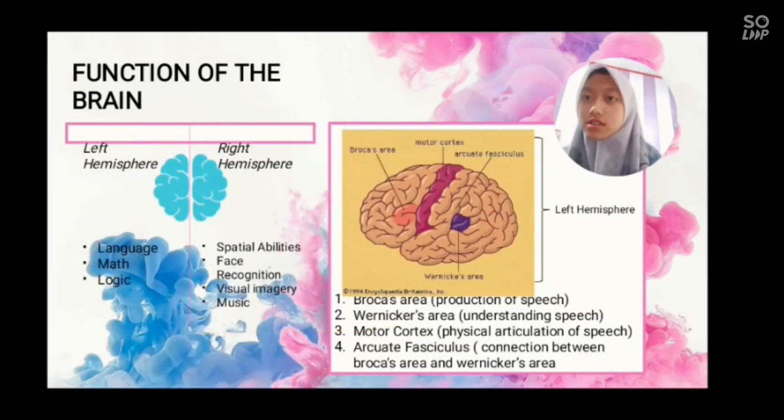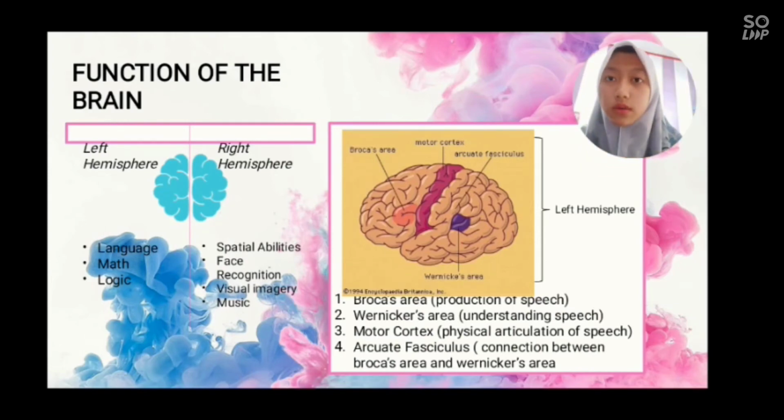Next is the function of the brain. You can see in the left picture the human brain. The human brain has two hemispheres: the left hemisphere and the right hemisphere. The left hemisphere is generally responsible for language, math, and logic, and the right hemisphere is responsible for spatial abilities, face recognition, visual imagery, and music. Because neurolinguistics focuses on the brain and language, we have to focus on the left hemisphere. You can move to the picture on the right side, which shows the left hemisphere.